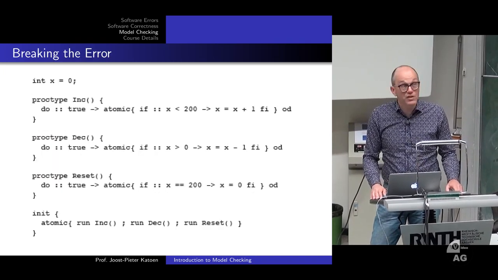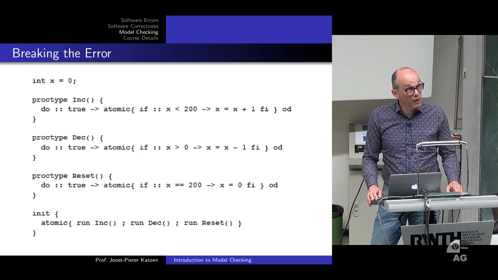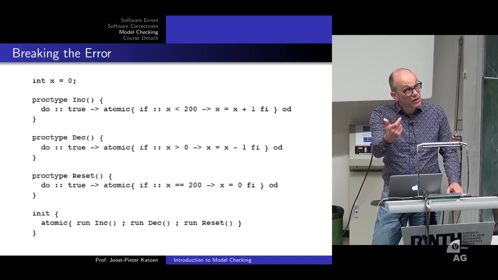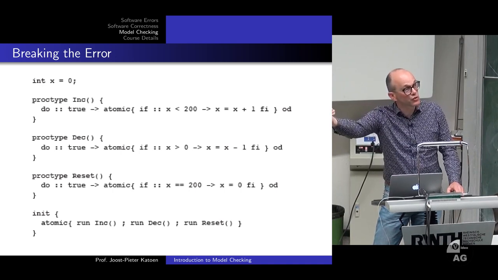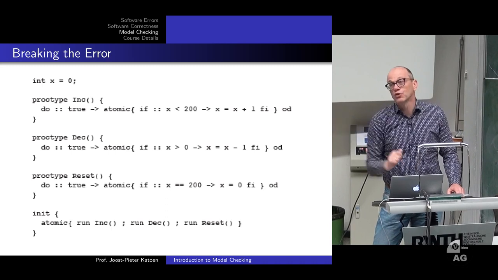Good, how can you fix the error? What is the problem? The problem is you test x, and then somebody else, meaning another thread, can come and change x, and then you execute. You just check the guard, then you execute the body.